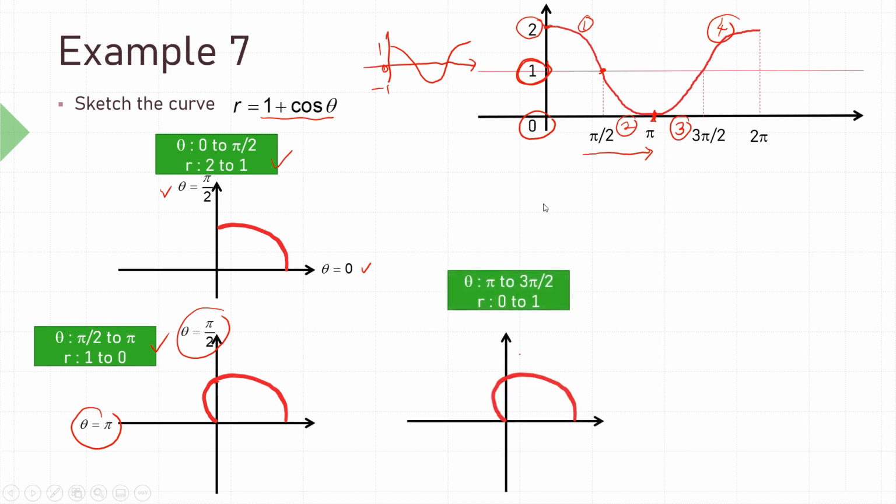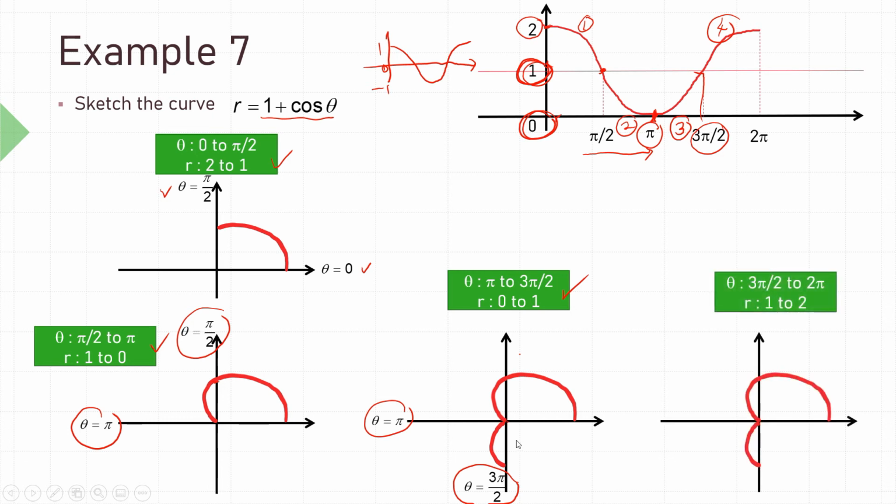Next we can move to the third part, which is from pi until 3 pi over 2. We can see that from pi until 3 pi over 2, the value is from 0 until 1. So we have to identify first: it starts at 0, and it goes to 1 on the polar for the 3 pi over 2. So it goes to there, from 0 until 1.